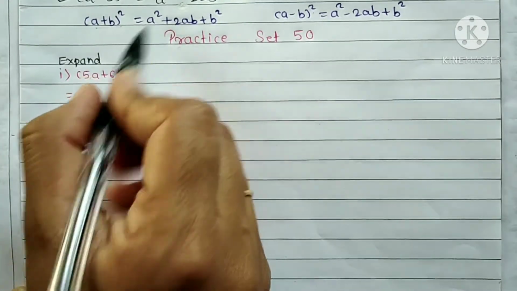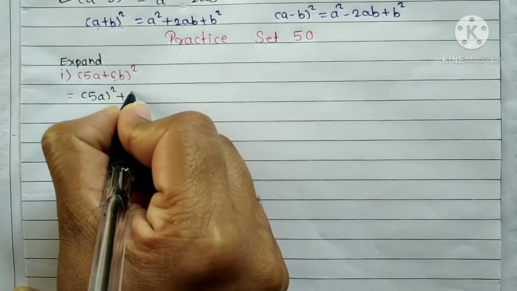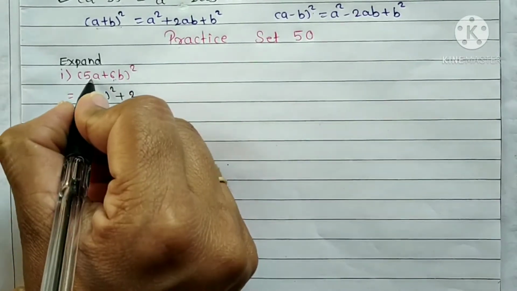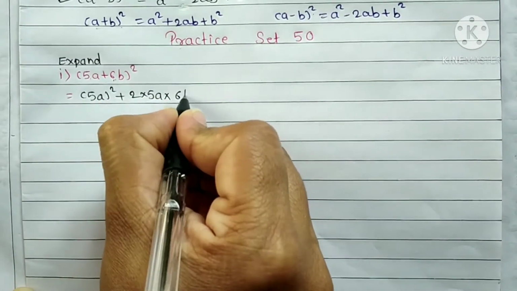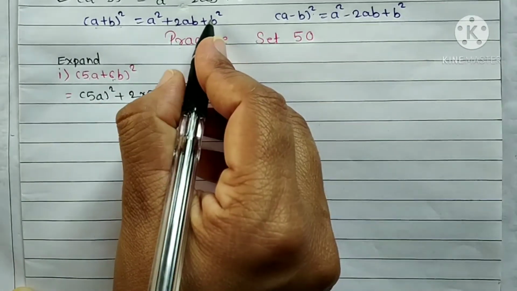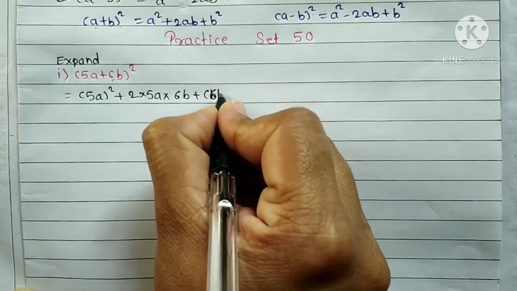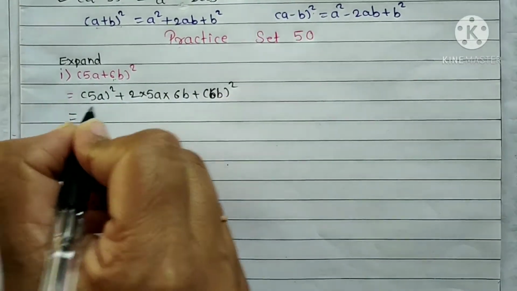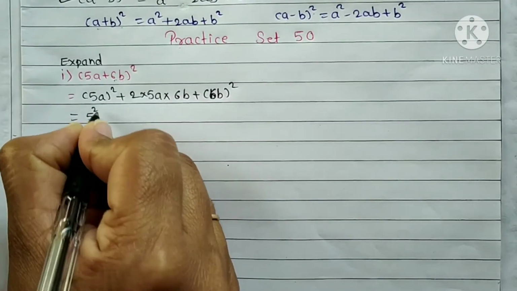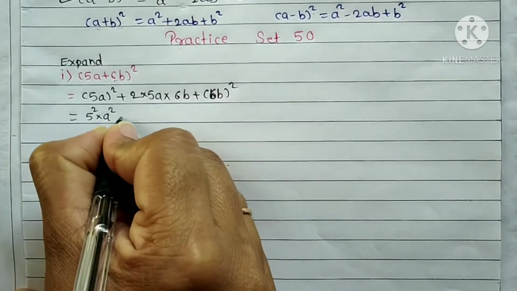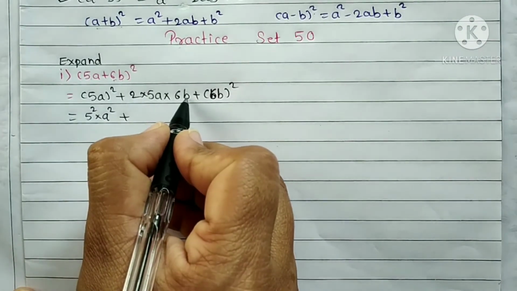So a square, that is (5a) square, plus 2 into ab, that is here a is 5a into b is 6b, plus b square, that is the square of the second term, (6b) whole square. Okay, (5a) whole square means 5 square into a square, plus here 2 into 5a into 6b.